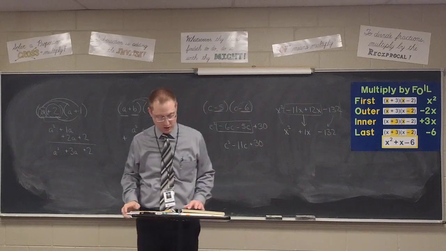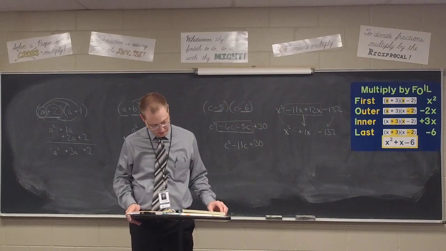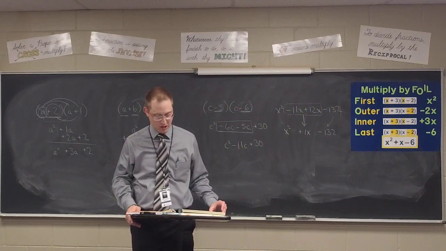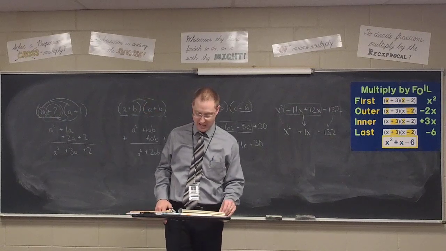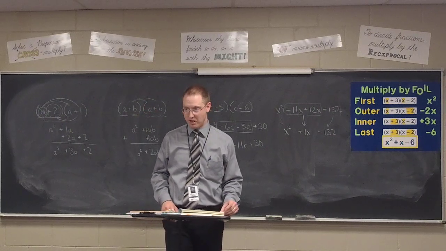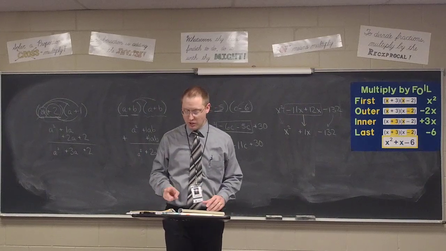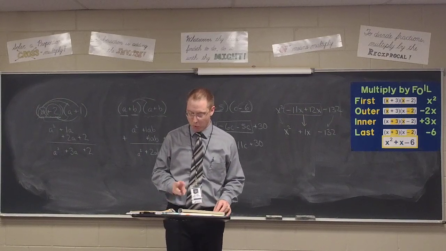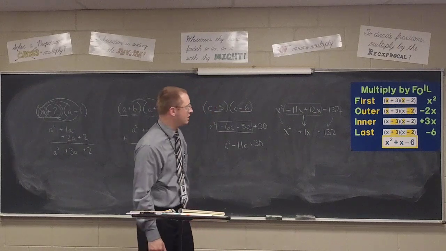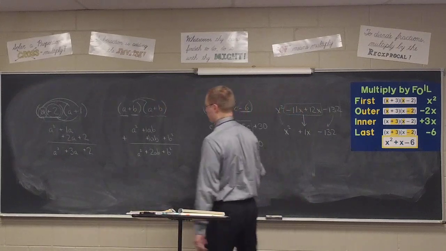Lana, what was your final answer? 2k squared positive 9k positive 9. Good, 2k squared positive 9k positive 9 should have been the final answer. Joshua, do you see where she got that? All right, do 19, 20, and 21. Just do those three.